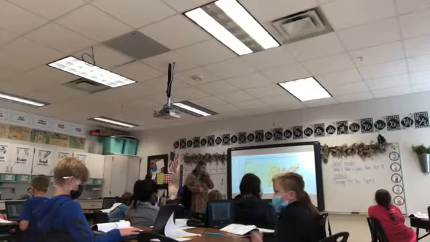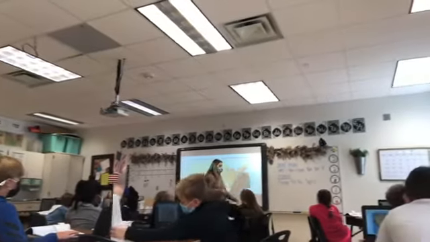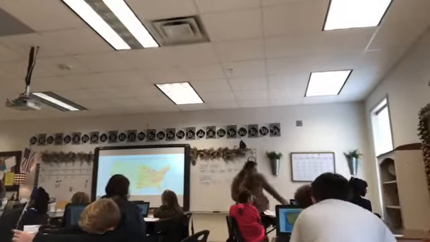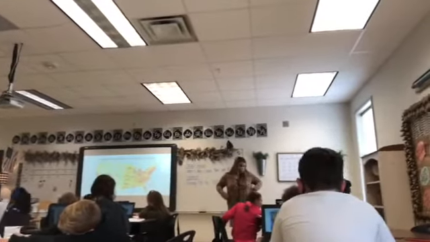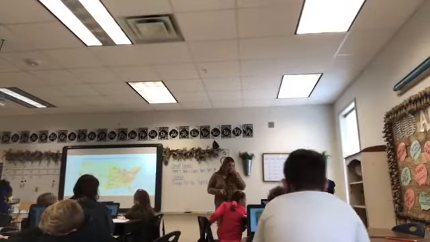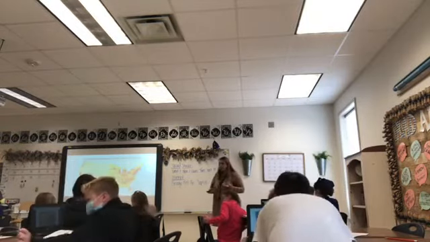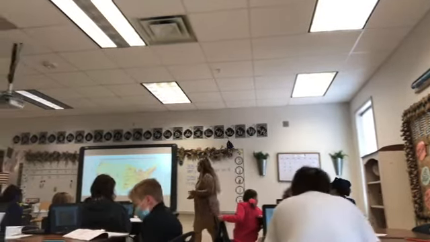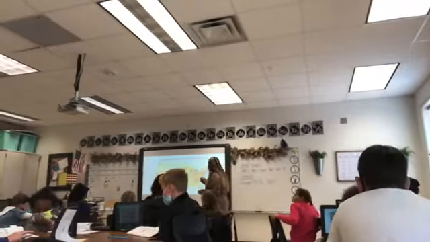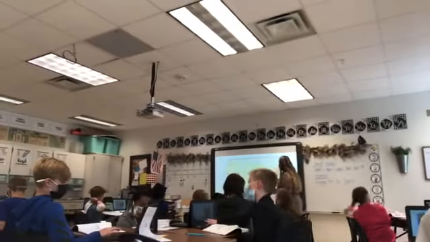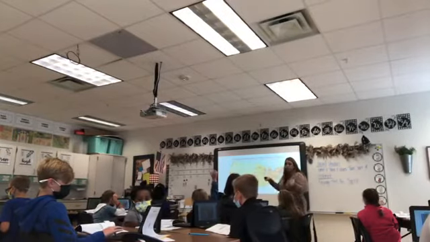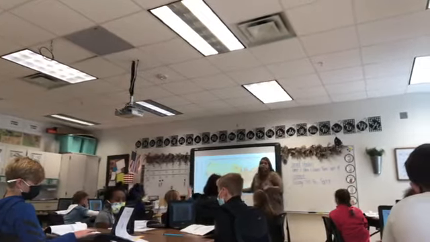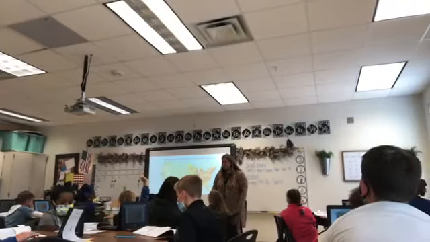So here, I'll show you. When you're looking at your map, you're looking at your key. This is really important. The map key is really important when you're looking at a map because that tells you what you need to know about that specific map. And also looking at the title. We need to look at the title every time we look at a map because although they may look similar, they're telling us different things.